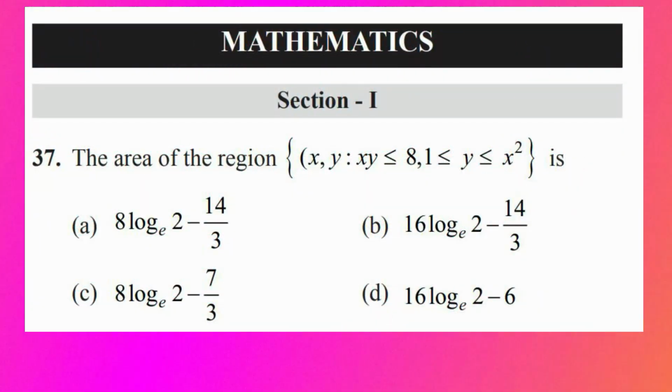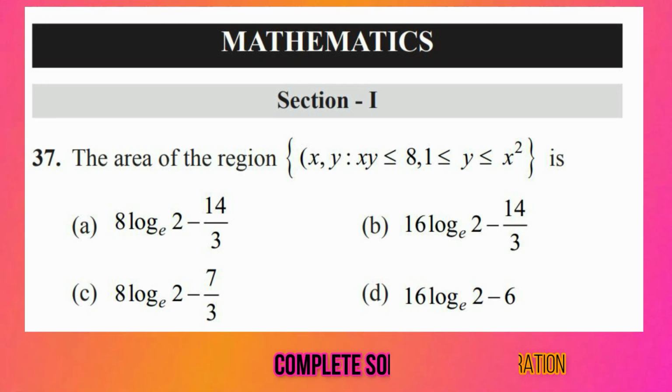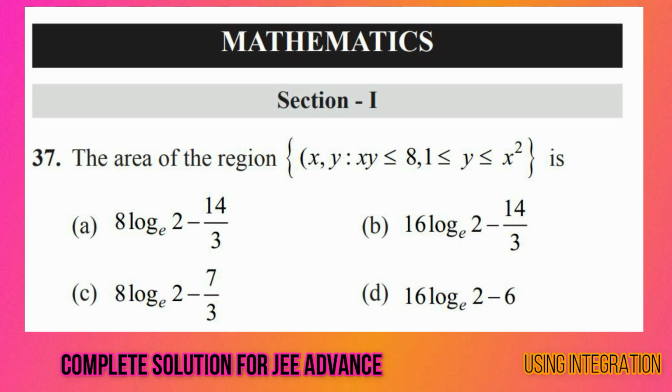We are given an ordered pair (x, y), and we want the area of the region of ordered pairs (x, y) such that xy is less than or equal to 8, and y lies between 1 and x squared. So xy is 8 or smaller than 8, and y can be 1 or x squared, and anything between 1 and x squared belongs to y. We have to figure out which option is correct from the four options.